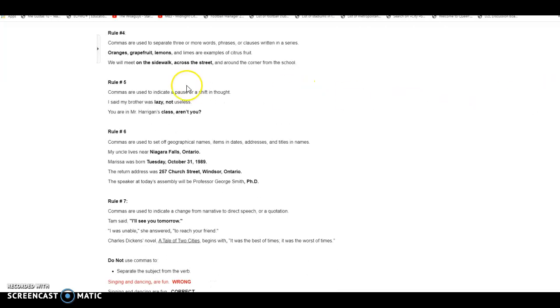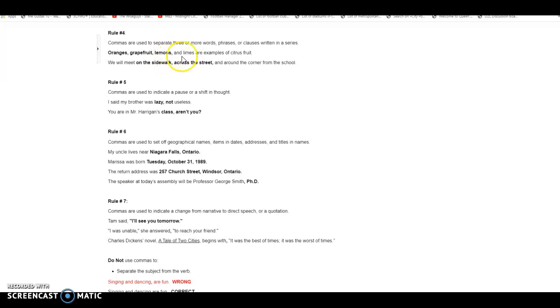If you look at number 4, commas are used to separate 3 or more words, phrases, or clauses when they're written in a series. We could also use the word list. So if you're writing a list, in this case, oranges, grapefruits, lemons, and limes, you want to put commas in between the different items in that list. You'd have a comma between oranges and grapefruits, you'd have a comma between grapefruits and lemons, and then notice they have a comma here between the and, so lemons, and limes.